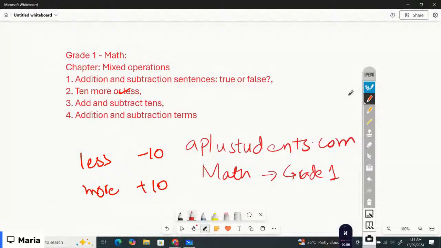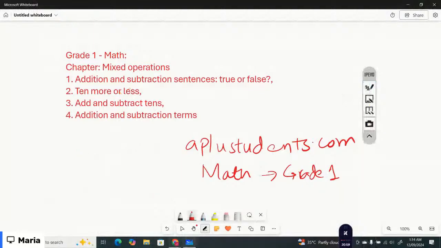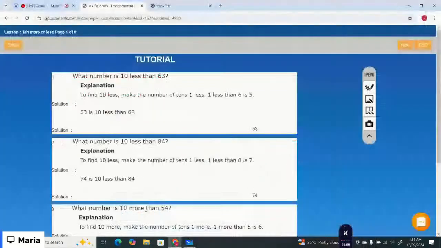Okay, so now let's just start with the example. What number is 10 less than 63?